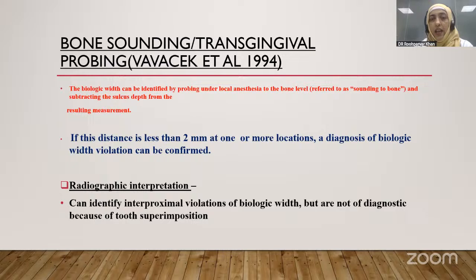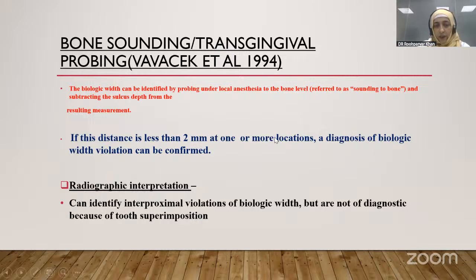So clinically, how can we find whether biological width is maintained after giving the restoration? There is a procedure called bone sounding or transgingival probing, which was given by Vivek et al. in the year 1994. This procedure can be done under local anesthesia. The biological width can be identified by probing under local anesthesia to the bone level, referred to as bone sounding. If this distance is less than 2 mm at one or more locations, a diagnosis of biological width violation is confirmed.